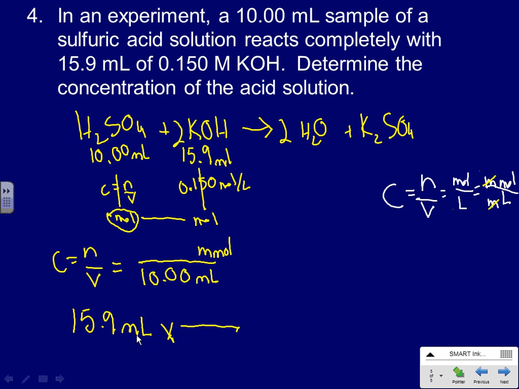So if I have 15.9 milliliters, I'm still looking at this liter. I'm still going to use this conversion factor, and I'm going to put it in as 0.150 moles per liter, and that's going to cancel out the liters part of my milliliters. I'm going to use the mole ratio. Again, what I have on the bottom, 2. What I'm looking for on the top, 1. And I'm going to stop right there, and that's going to give me a unit of millimoles.